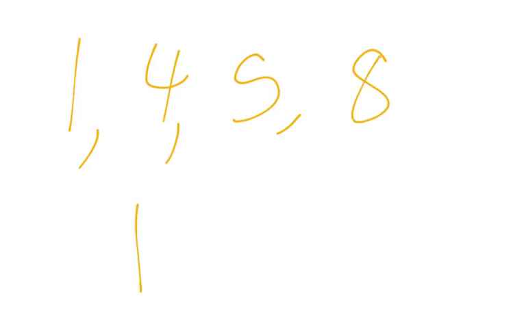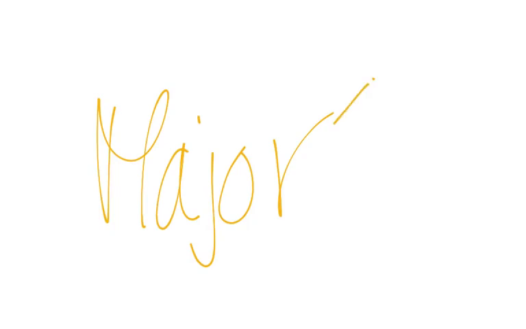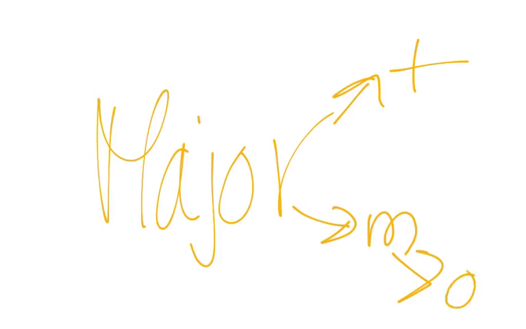Now, if the quantity is 1, 4, 5, or 8, then the basic quality, unchanged, is going to be perfect. If it's any other number, then it's going to be major. Now, perfect can be changed, can be made more wide and be augmented, or it can be made narrow and it can be diminished. Major can be augmented, then minor, and then minor can be diminished.